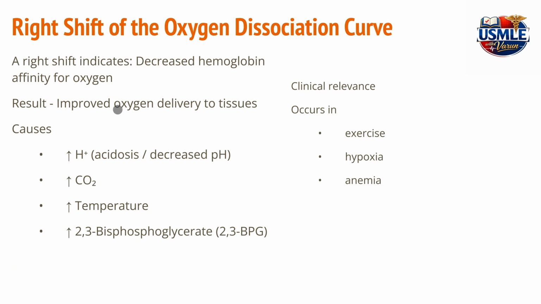A right shift means decreased affinity of hemoglobin for oxygen. This is actually beneficial in tissues because it promotes oxygen release. Conditions that cause a right shift include increased H+ or hydrogen ions, or decreased pH, increased CO2, increased temperature, and increased 2,3-bisphosphoglycerate. You'll commonly see this right shift in cases of exercise, hypoxia, and anemia, where there's more oxygen unloading at the tissues.